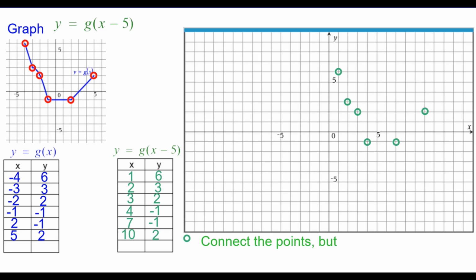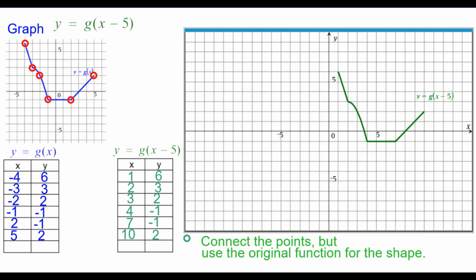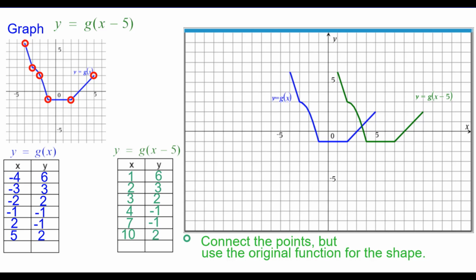Now we can connect the points, but we have to use the original function for the shape to make sure we have the right curves and the right straight segments and so on in the right places. So connecting those points, we get this graph. And comparing it to the original parent function, going from blue to green, we can see that each point was shifted to the right 5 units.